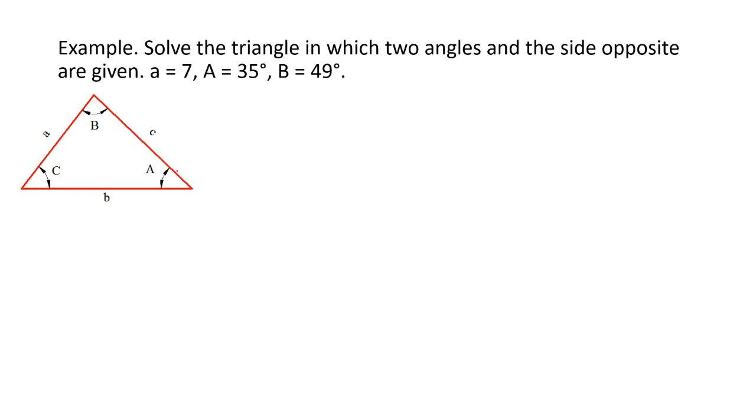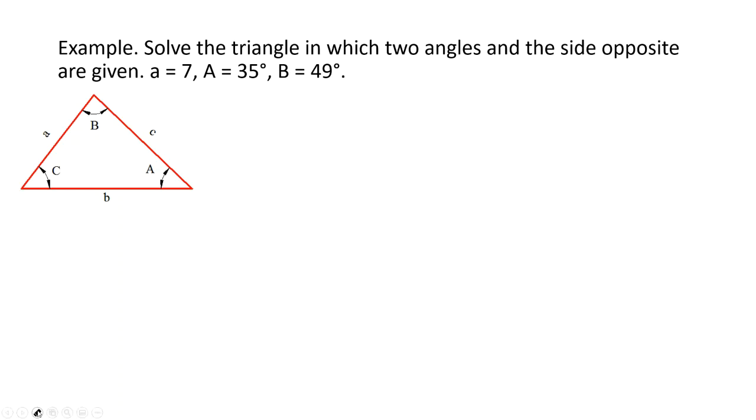So first, solve the triangle in which two angles and the side opposite are given. Here we have an oblique triangle. This triangle has no right angle. And this is also not an equilateral triangle because, as you can see, this side is longer than this side. They are not equal. Okay, so let's try to solve the example.